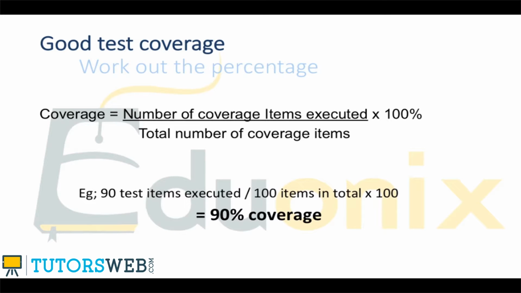This is the mathematical formula used to work out the coverage percentage. So coverage equals number of coverage items executed over total number of coverage items times 100. So an example would be 90 test items executed. There's 100 items in total, times 100 equals a 90% coverage.